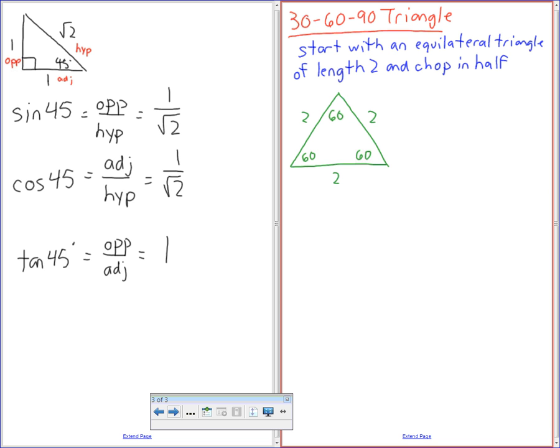Okay, so what I'm going to do for this is chop it in half like this, pop. And that leaves me with a triangle that looks something like this. And hopefully for those that were here yesterday, this is all coming back.